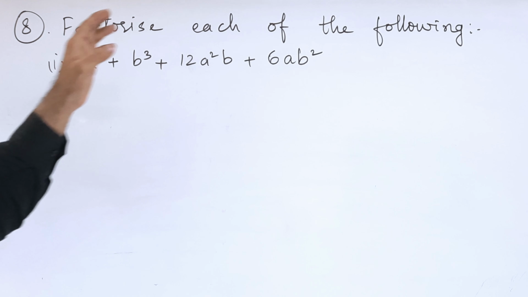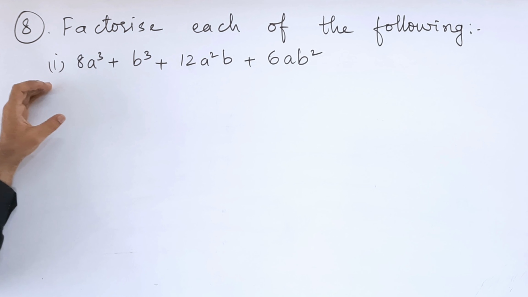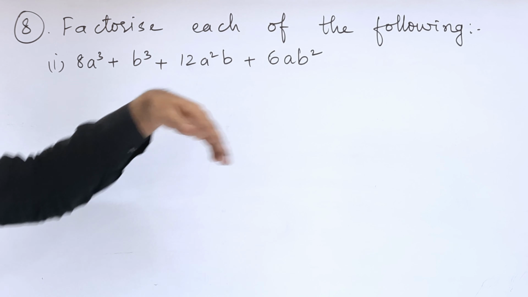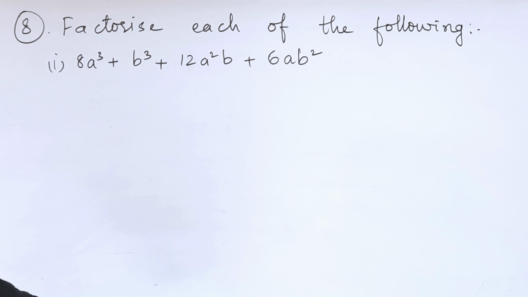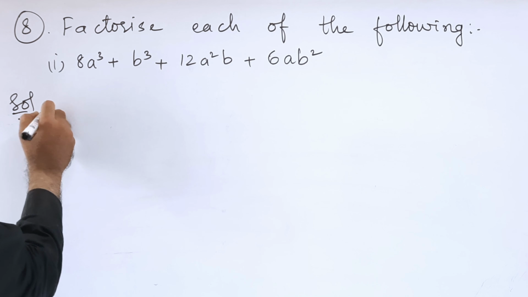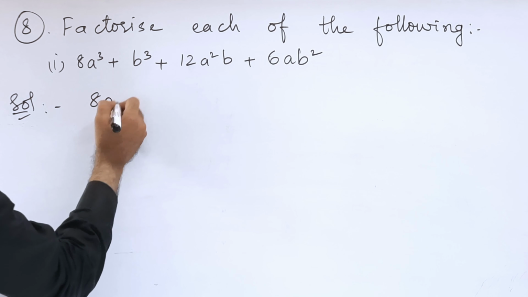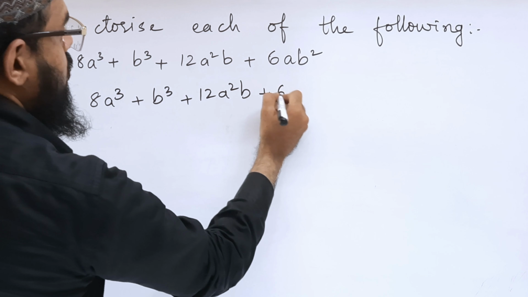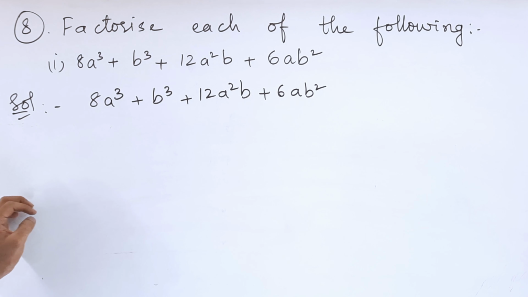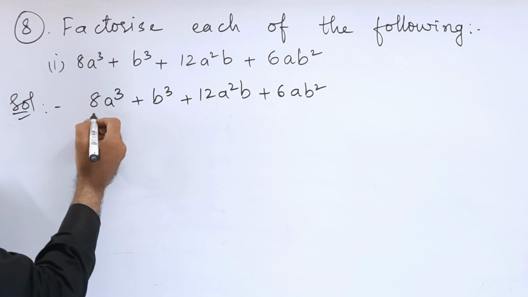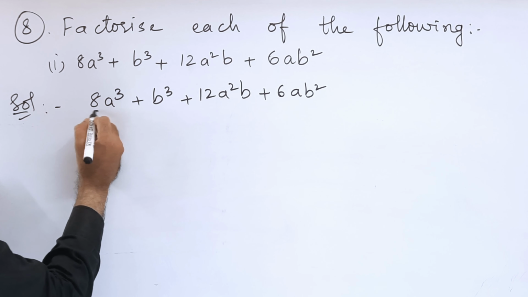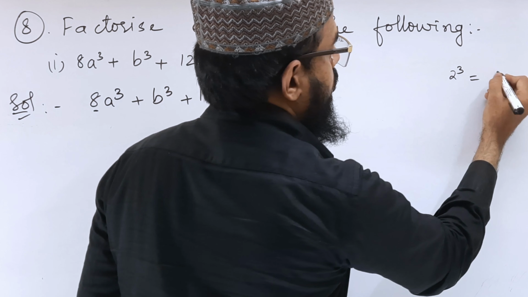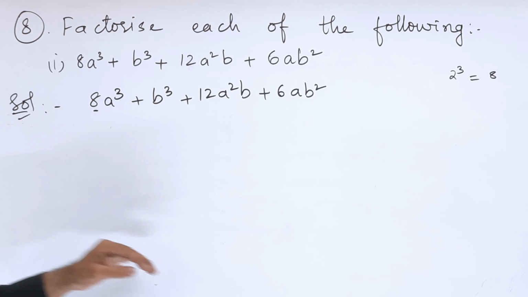Eighth problem, factorize each of the following. So the first bit is 8a cube plus b cube plus 12a square b plus 6ab square. So we have to find out the factors. So let us start. In solution, let us write the given 8a cube plus b cube plus 12a square b plus 6ab square. So this is the given first bit. Next, here we can see this 8. 8 can be written as 2 cube.